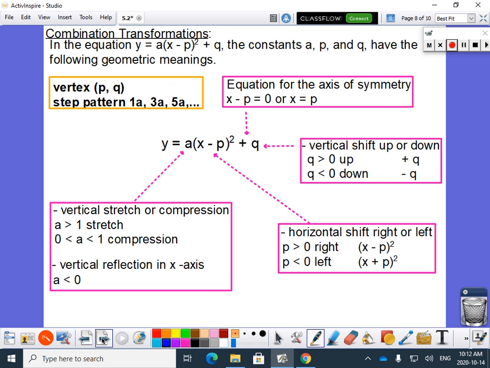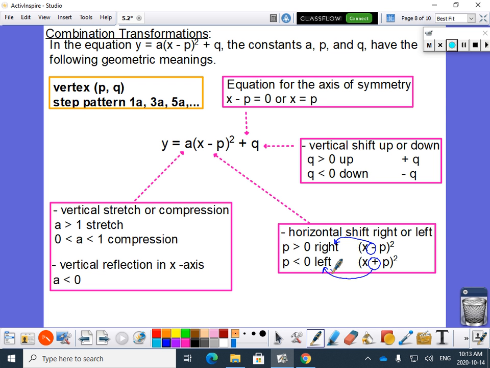Here, horizontal shift left or right. So it's this here that is telling us the horizontal shift. We know that if p is greater than 0, we're going to move right. If p is less than 0, we're going to move left. Or you could just remember it based off these signs. If there's a negative in the bracket, we're moving right. If there's a positive in the bracket, we're moving left. So you're going to see equations that look like this. And this is a nice summary page. It's this value here that is telling us if it's shifting vertically. It's this value here that's telling us if it's shifting left or right.